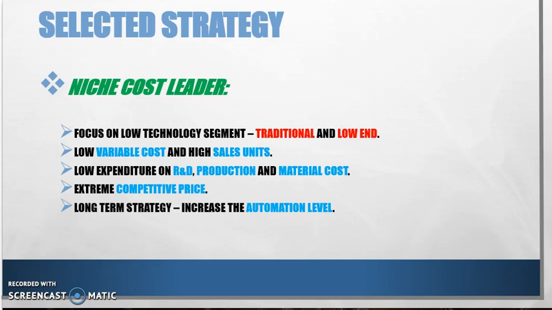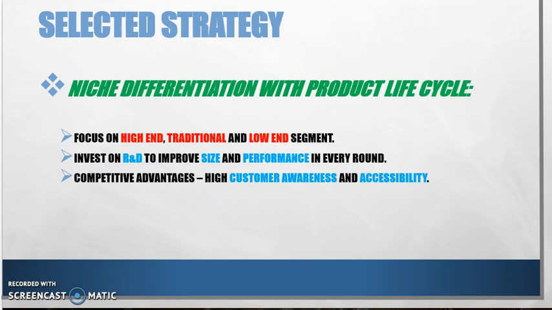In detail, the cost of R&D, production and material costs will be limited to compete with others. To achieve this strategy for the long term, increasing the automation level of these two segments is absolutely essential. Need differentiator with PLC, with the characteristics of developing R&D by improving size and performance in every round, high awareness, and easy accessibility, helps us gain competitive advantages compared to other competitors. Furthermore, because high-end is more profitable than performance and size segments, introducing a new product in this segment will help us generate high profit in the future.